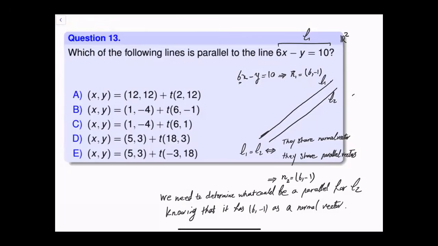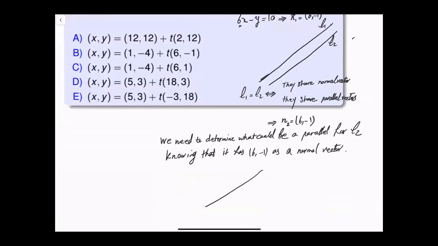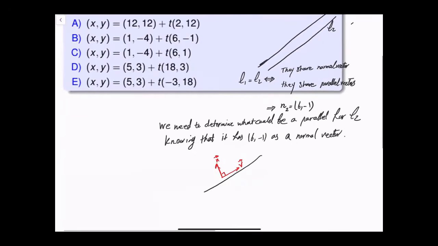So now I am looking for a line whose normal vector I know, and I'm looking for a parallel vector for it. Well, this is another fact that you probably need to know: parallel vectors and normal vectors of the same line are always orthogonal to each other. So the parallel vector for this line is a vector orthogonal to N2, which is 6 and negative 1. So I have to come up with a vector which is orthogonal to this 6 and negative 1.